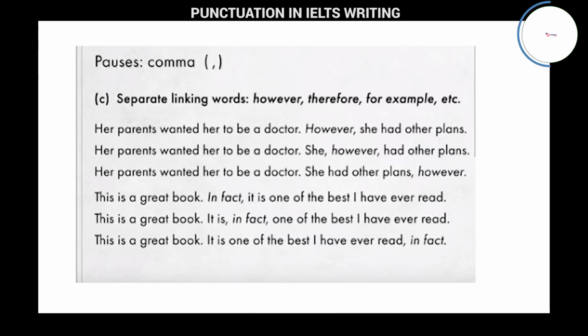So sometimes add however in the first part, sometimes add therefore in the second part, sometimes add for example in the third part. You'll feel the difference. This is a great book. Second example. This is a great book. In fact, it is one of the best I have ever read. In fact, okay. This is a great book.